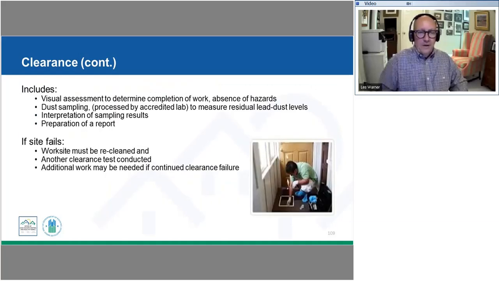So our clearance testing is not only going to do the dust sampling that we were mentioning, but it also would be a visual assessment, looking at all the work areas, making sure that we don't see any hazards and that all of the work has been completed. Of course, we had specifications for our lead hazard reduction work, so we're visually making sure that has all been completed. We're then going to be doing our dust sampling, sending it to a certified, accredited lab. And then, as we mentioned, if we have failures, another cleaning, another clearance test until we actually meet those standards.